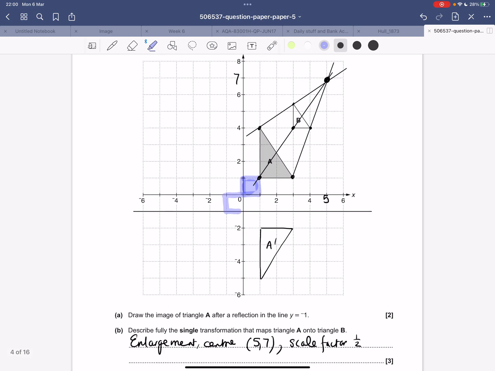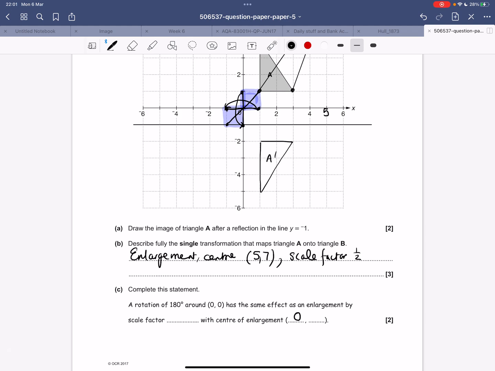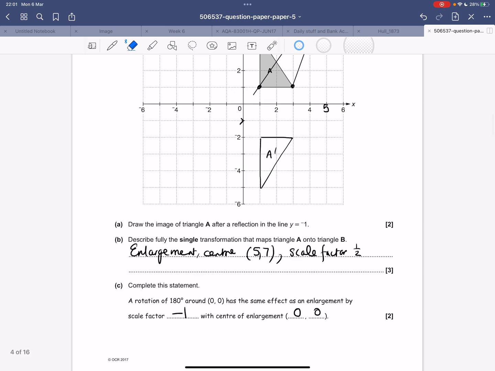So if we rotate it around 0, it's going to end up around there, 180 degrees. Now these are the corresponding points. So that one corresponds to that one there. That one is that one there. And that one is that one there. Okay, because that's when you rotate 180 degrees. So basically the centre of enlargement is 0, and the scale factor is -1. I think you can't really see that scale factor on that diagram, but that is the answer.